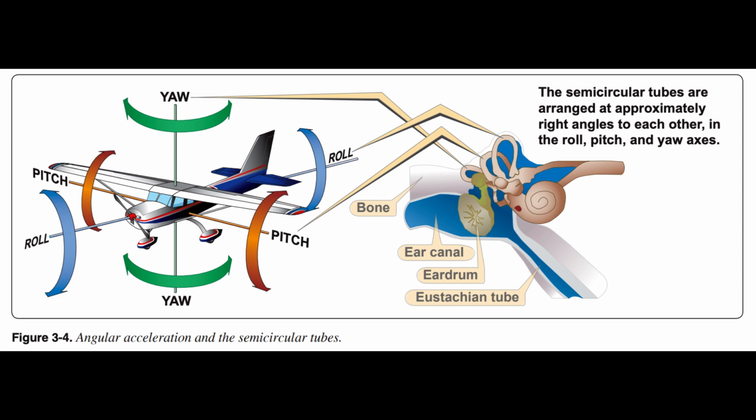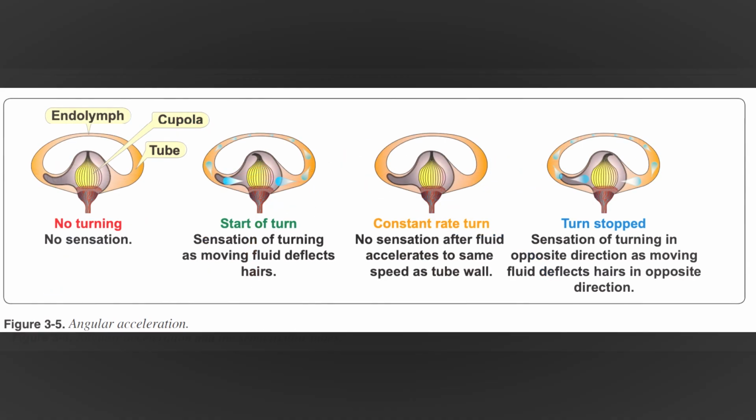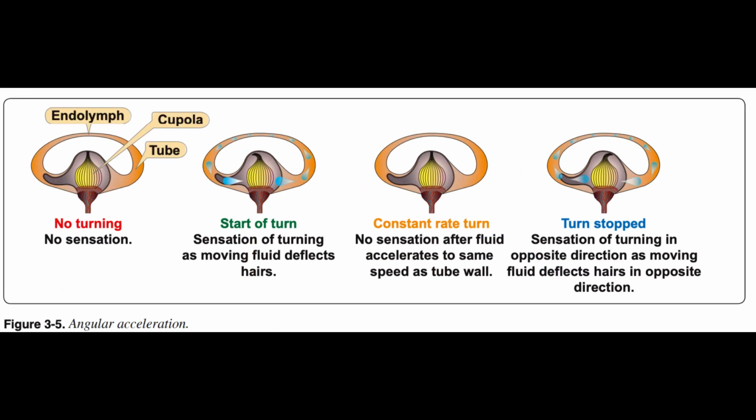To illustrate what happens during a turn, visualize the aircraft in straight and level flight. With no acceleration of the aircraft, the hair cells are upright, and the body senses that no turn has occurred. Therefore, the position of the hair cells and the actual sensation correspond. Placing the aircraft into a turn puts the semicircular canal and its fluid into motion, with the fluid within the semicircular canal lagging behind the accelerated canal walls. Figure 3.5, this lag creates a relative movement of the fluid within the canal.